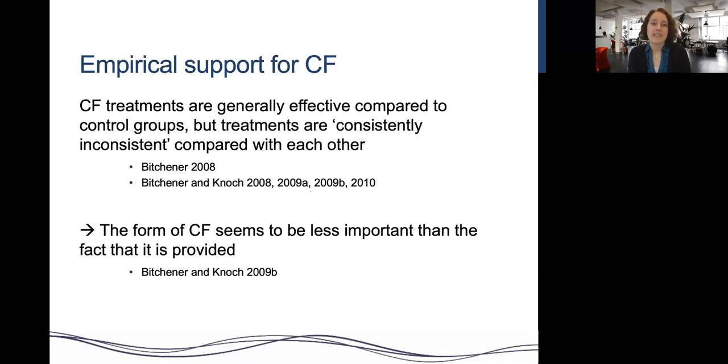And this has led Bichner and Noach to suggest that maybe it doesn't matter what form of corrective feedback we provide, as long as we're giving them something. The learners will be able to take in whatever we offer them and use it to some extent. And there may be truth to that. Now, this is not what they were suggesting. They were not suggesting that corrective feedback is done and dusted and we don't need to study it anymore. This was just an idea from their findings, which again, consistently showed this inconsistency.